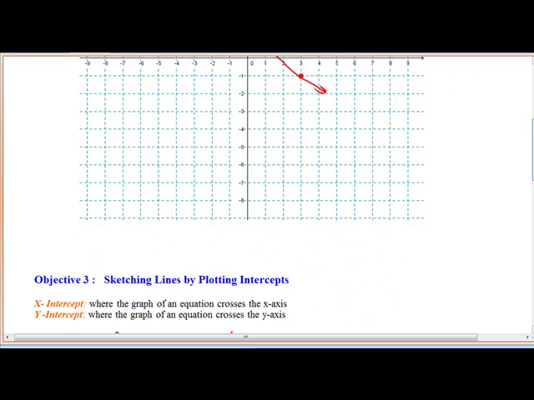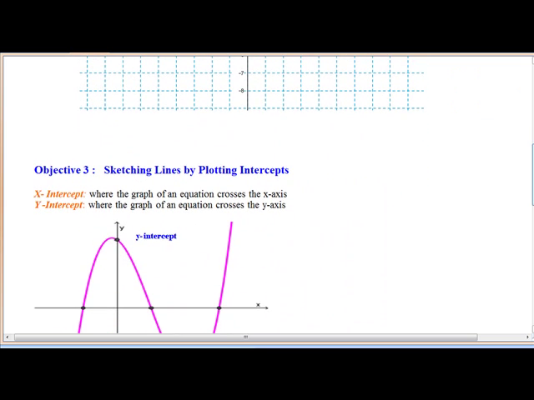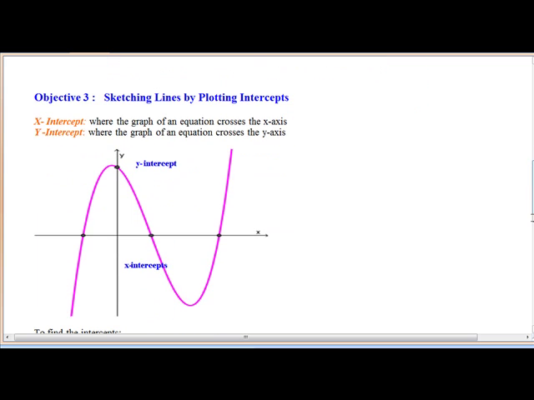Let's try to solve this. Look at this. We want to graph the equation by plotting the intercepts. Once again, an intercept is the point that crosses on either x or y. So the x-intercept is where the graph of the equation crosses the x-axis, and the y-intercept is where the graph of the equation crosses the y-axis. So let's look at this graph. In this graph we have x and y-intercepts. This is the point for the y-intercept. This is the x-intercept right here, and this is also an x-intercept.